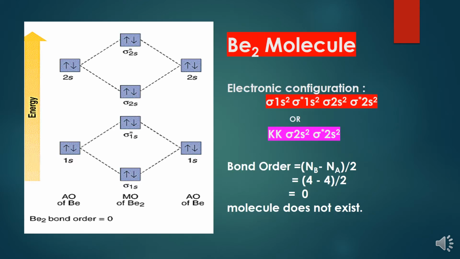Be2 molecule is an 8 electron system. 8 electrons are to be filled accordingly: sigma 1s2, then sigma star 1s2, then sigma 2s2, then sigma star 2s2. So obviously both the bonding and anti-bonding molecular orbitals are completely filled. Hence bond order will be 0 and the molecule will not exist. So if it is asked to explain why helium molecule does not exist, or why beryllium molecule does not exist, you can explain with the help of this diagram and bond order. If the bond order comes out to be 0, the species will not exist.